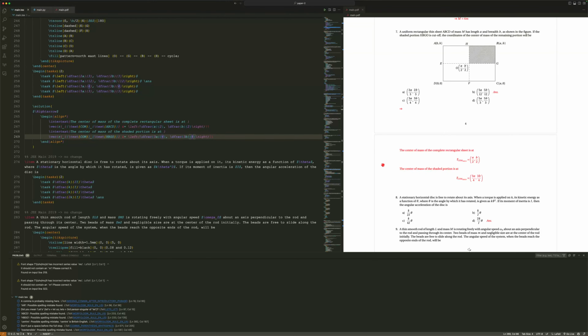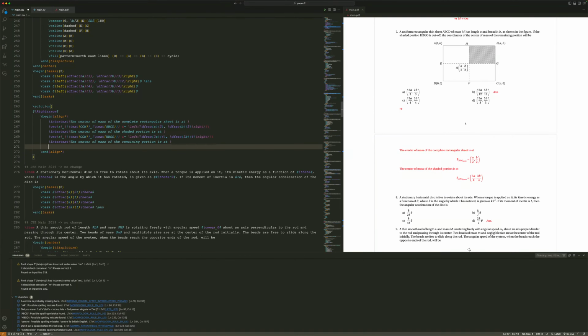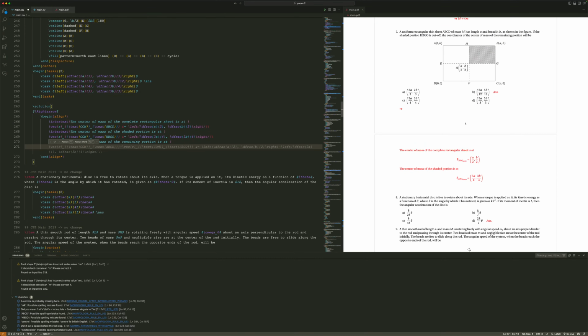And now I think we can apply the equation. Now the center of mass of the remaining portion is at, complete mass of the remaining portion. So for that, we should apply the basic idea. No, we should apply precisely.